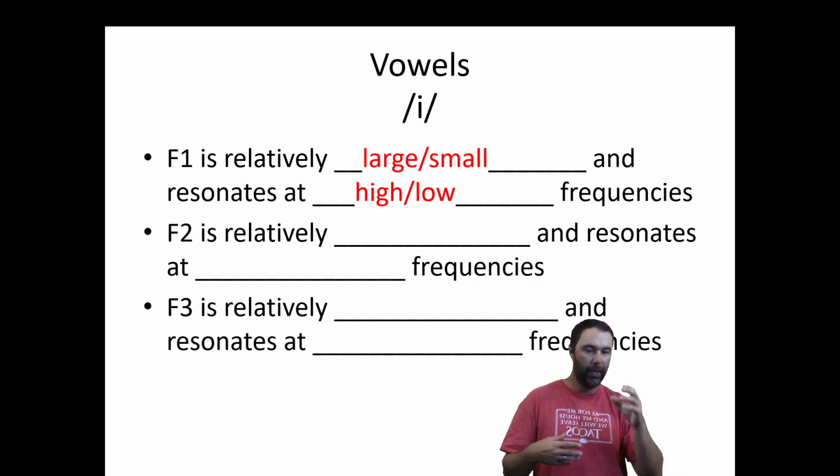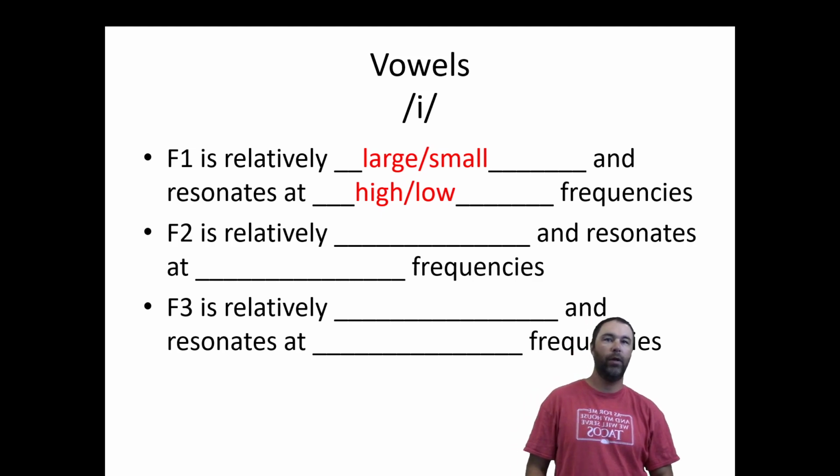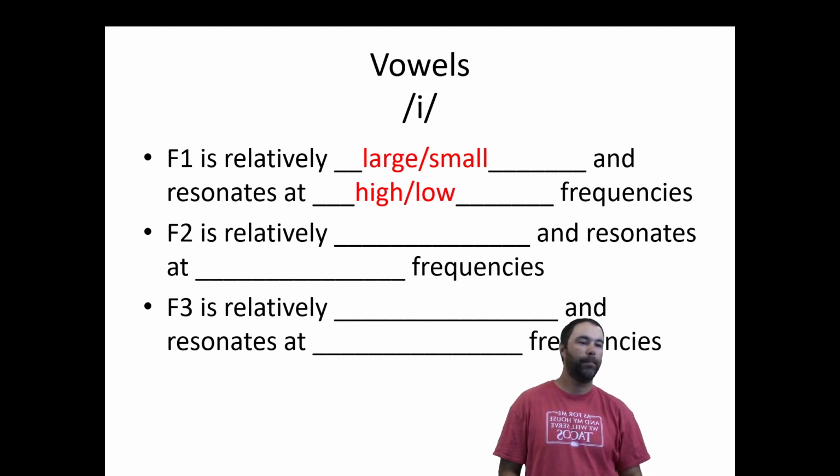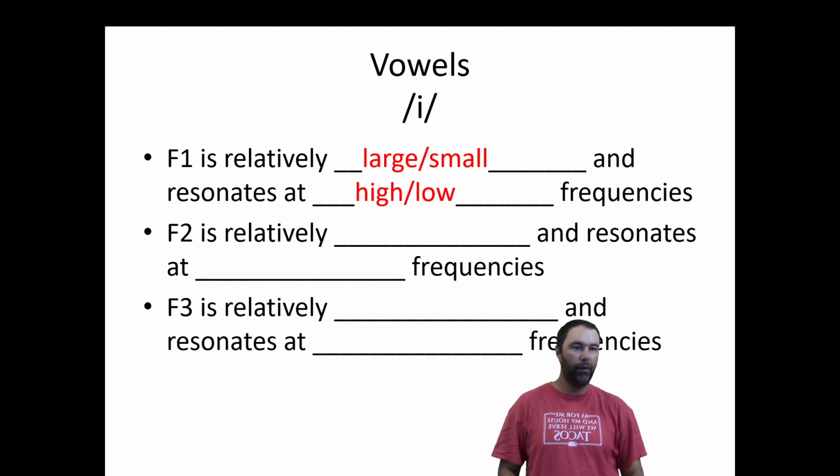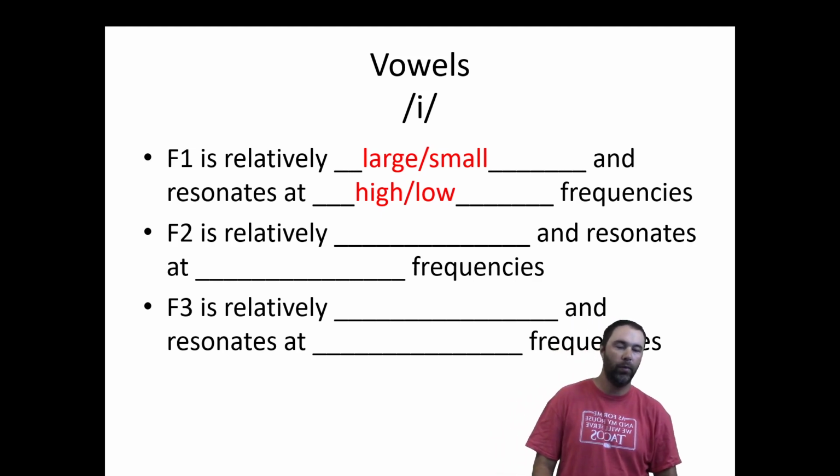So instead of playing my trumpet, I've now picked up a tuba. Is my tuba lower in frequency or higher in frequency? It's going to be lower in frequency. Big things, low frequencies. So F1 is relatively large because I brought my tongue toward the front of my mouth. I've made room in my pharyngeal cavity. F1 is relatively large and resonates at relatively low frequencies.